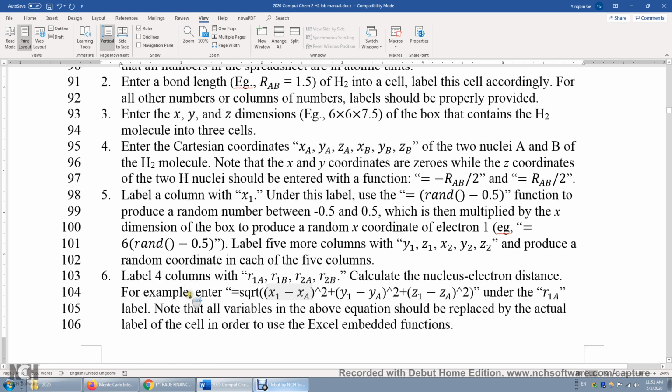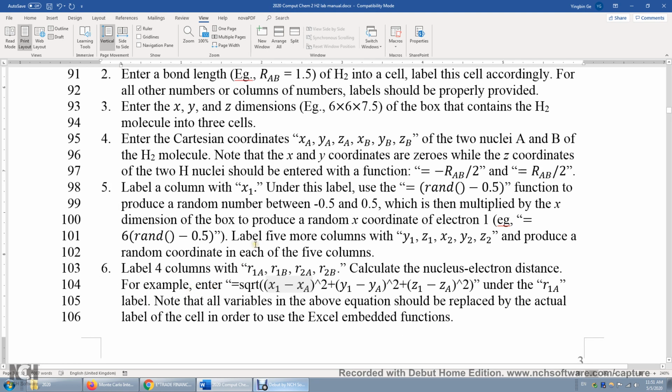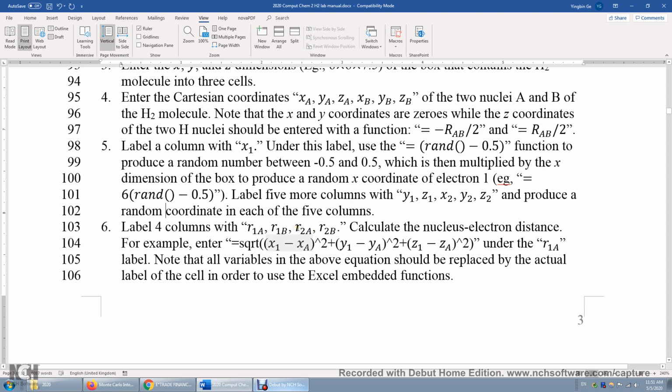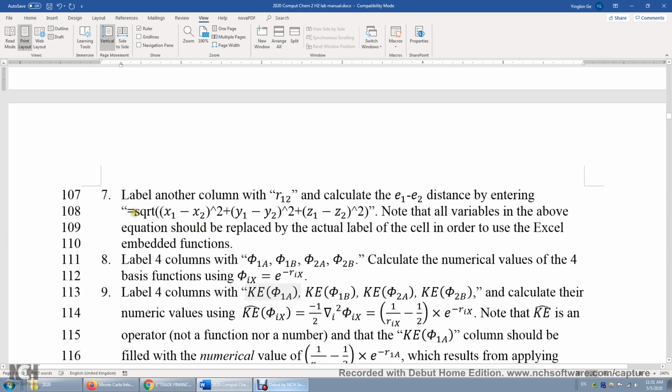All right? And once you generate the random coordinates for electron 1 and electron 2, it's possible to compute the distance between electron 1 and electron 2, and between electron 1 and nucleus A, nucleus B, and also between electron 2 and nucleus A and nucleus B. All right, using this kind of function. And also, you can compute the distance between the 2 electrons. Again, given the coordinates of electron 1 and electron 2, this is the distance between the 2 electrons.